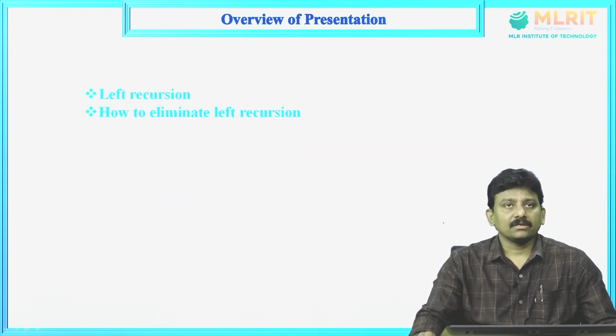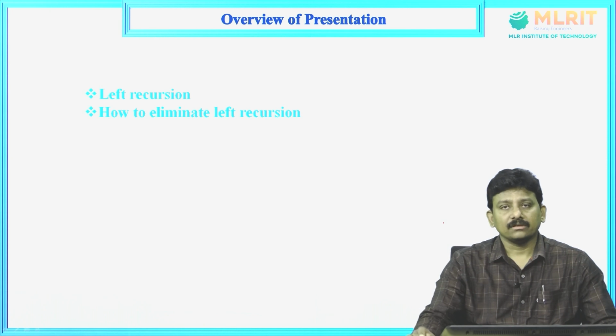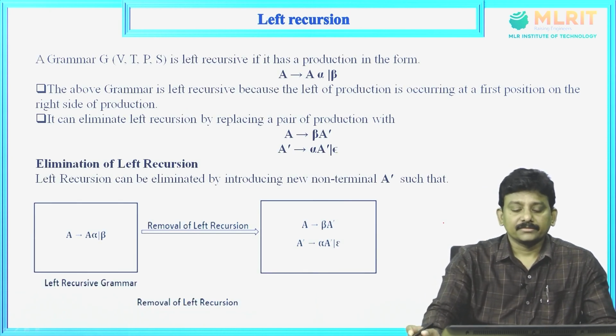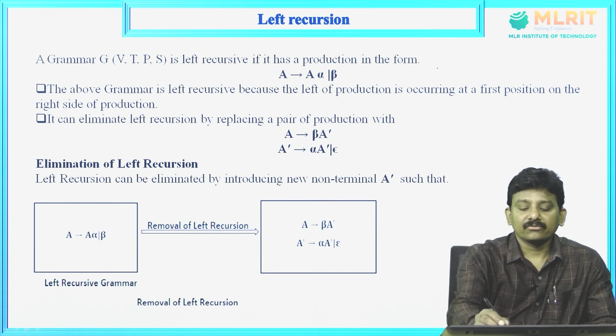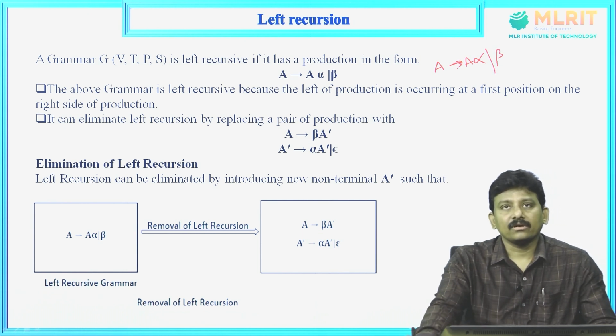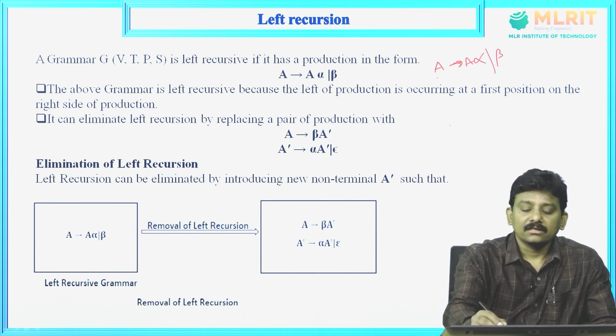The topic is left recursion and how to eliminate left recursion. A grammar is a left recursive grammar when the rules of the grammar are in the form A derives A alpha or beta. Here, the left hand side of the arrow is A, a single non-terminal.